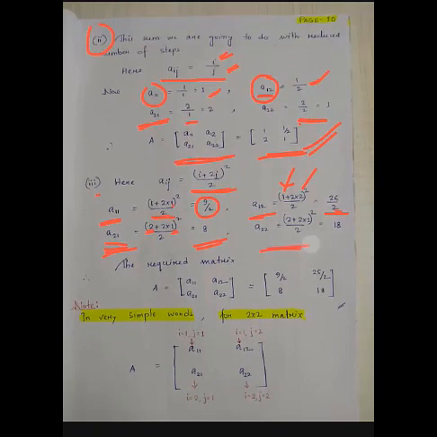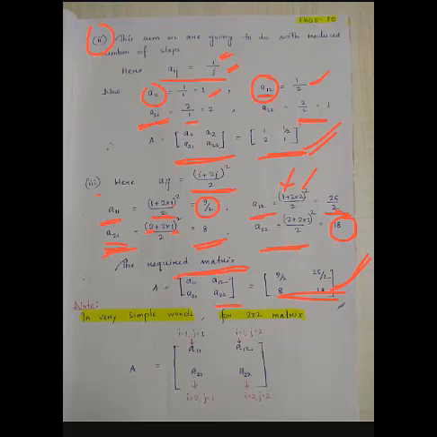Similarly, for A22, in place of i and j, we have 2 and 2 and ultimately it can be reduced to the result 18. So the required matrix after putting all the respective values of A11, A12, A21 and A22, we are getting these values and this is the required answer.